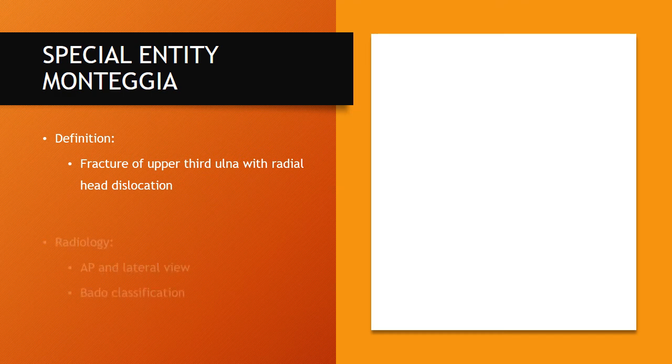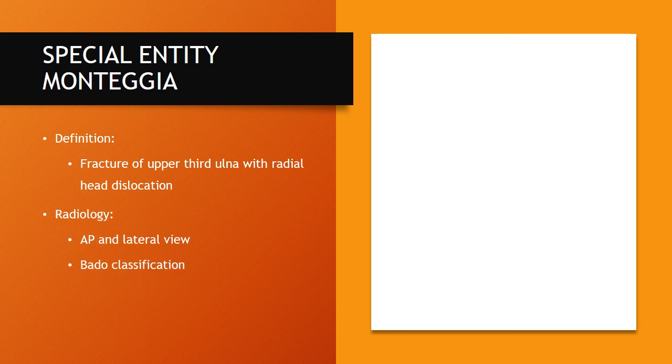The second entity is Monteggia fracture. What's Monteggia? This is the fracture of the upper third of the ulna, and in this condition there will be disruption of the annular ligament and dislocation of the radial head. So there's a fracture of the upper third of the ulna with radial head dislocation, and mostly there will be annular ligament disruption. Very important to know the ligament which will be disrupted.